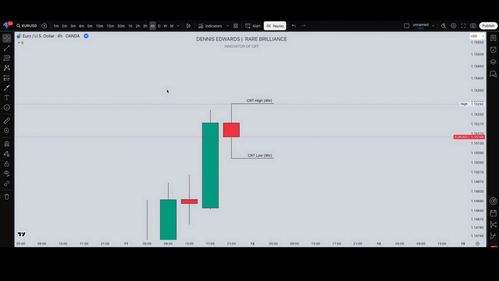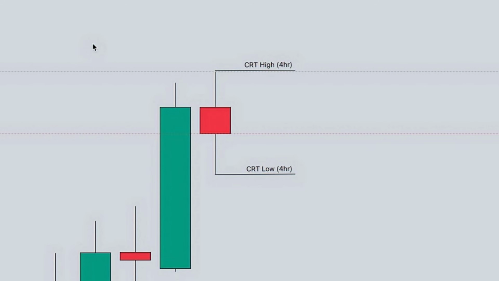What's going on, YouTube? In this video, I'll be briefly explaining expansion versus distribution and then getting straight into chart examples so you can start positioning yourself correctly instead of chasing moves after they've already happened. Now, both expansion and distribution are the real moves in CRT. Expansion is when price flows up, distribution is when price flows down, but neither of them happens randomly.